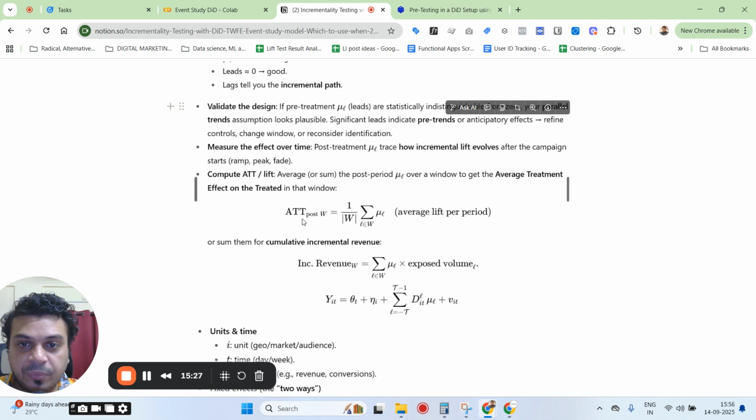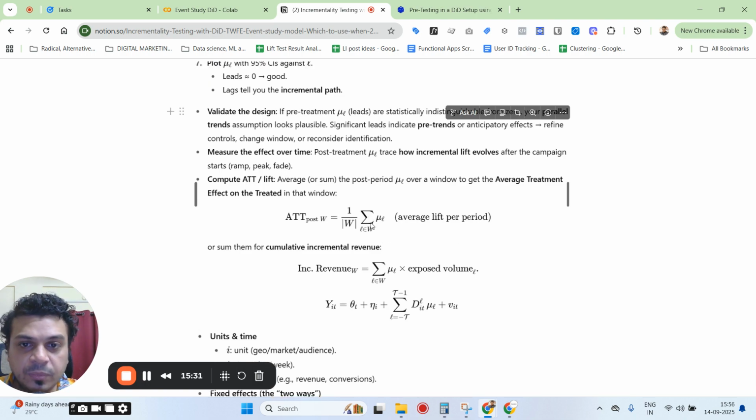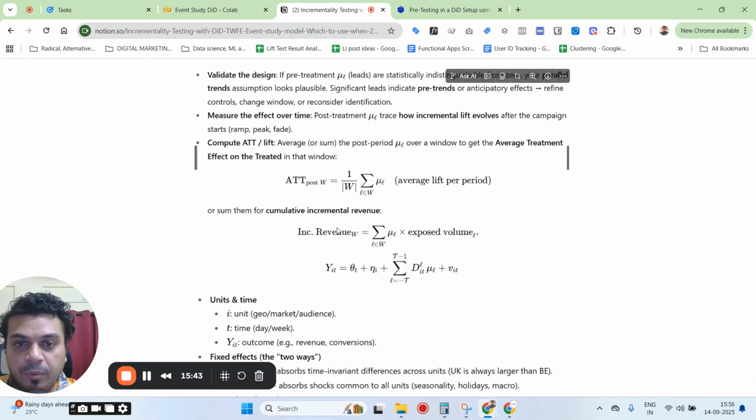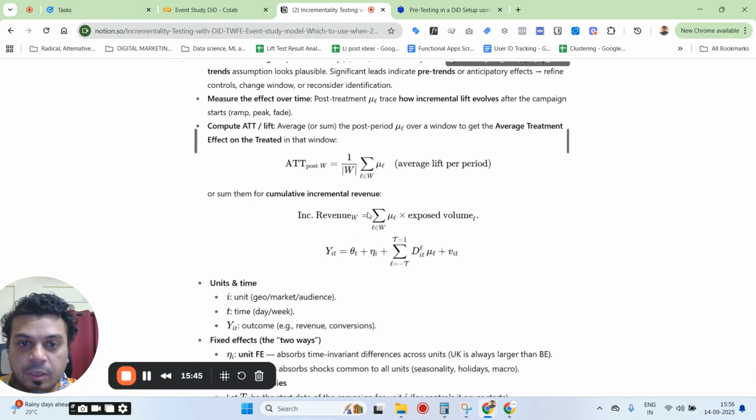So sorry, this is not really weights, this is actually weeks. So this is the window, rather, you can say. So if you're trying to get the lift per period, you simply have to divide it by weeks, or the periods, rather, that window. So that's the average treatment effect, in that definition.